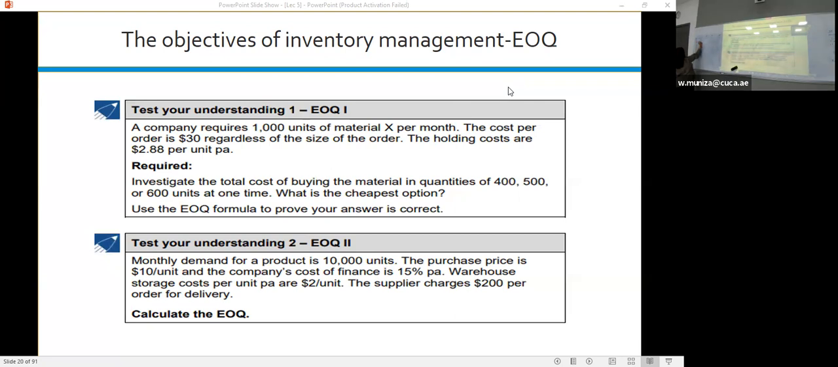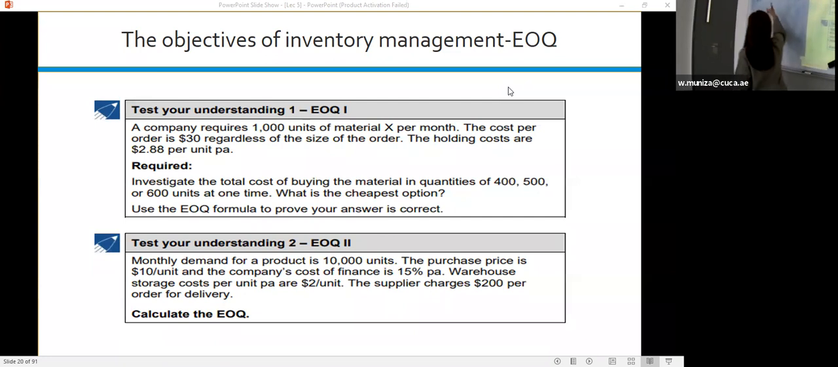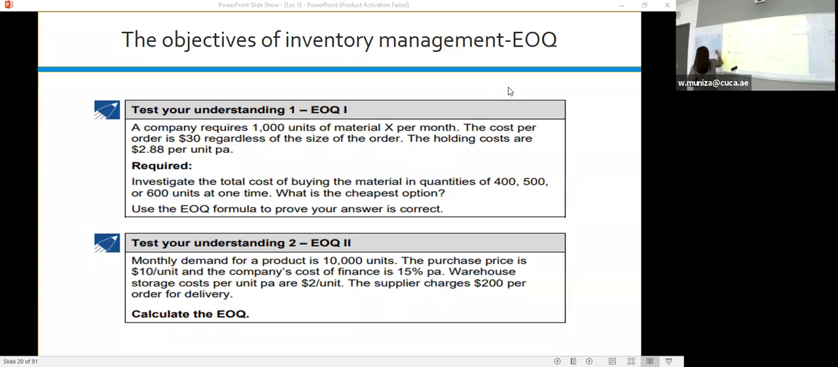What is the formula of cost of holding inventory? As I have told you, this is holding cost per unit multiplied by average inventory. The cost of holding per unit, as you can see, is 2.88. So 2.88 multiplied by 200 for 400 units is 576. 2.88 multiplied by 250 is 720. 2.88 multiplied by 300 is 864. So are you clear?